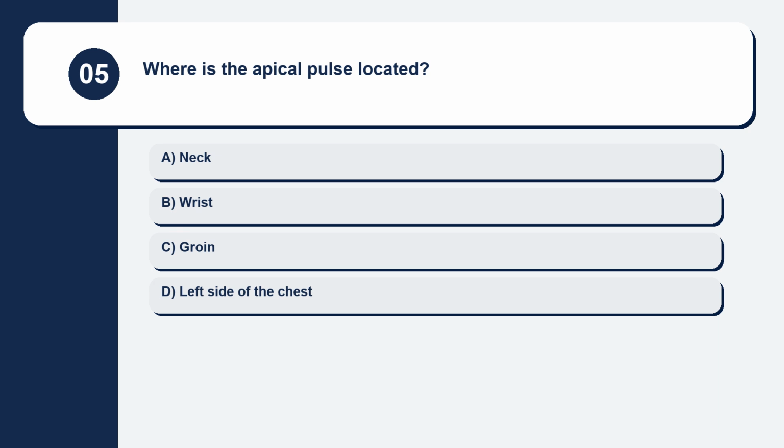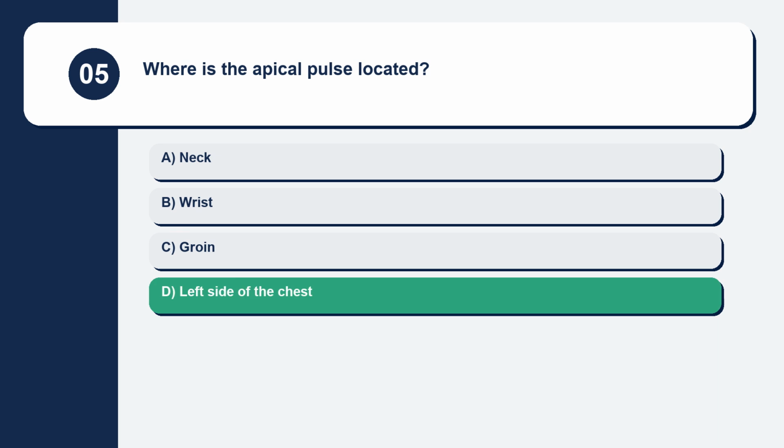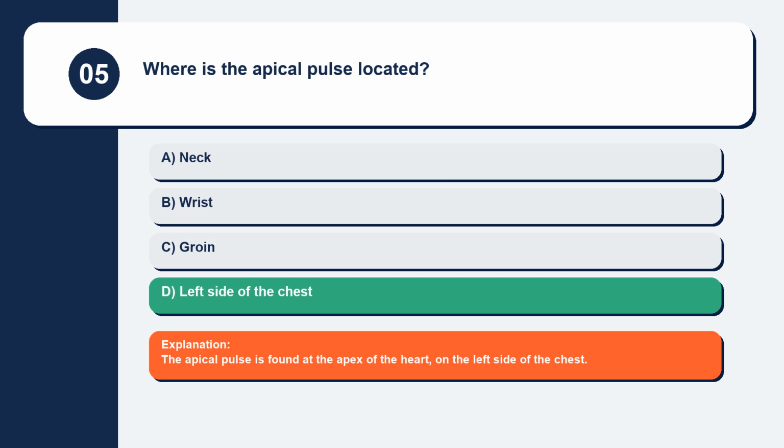Question 5. Where is the apical pulse located? Neck, wrist, groin, left side of the chest. The apical pulse is found at the apex of the heart, on the left side of the chest.